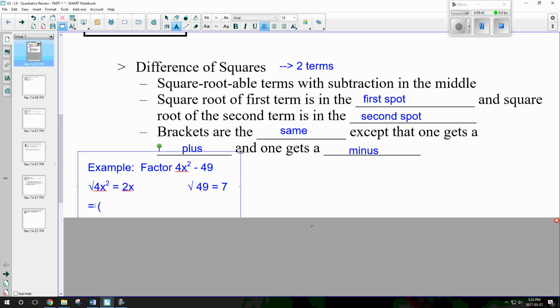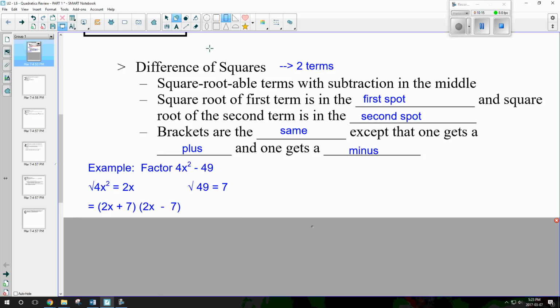So for our answer, remember we have our two brackets. The square root of the first term goes first in the bracket, so we have 2x at the start of each of our brackets. And then the square root of our second term, which in this case is a 7, goes in the second spot in our brackets. And then one bracket gets a plus, and one bracket gets a minus. And there now is our final answer for difference of squares.